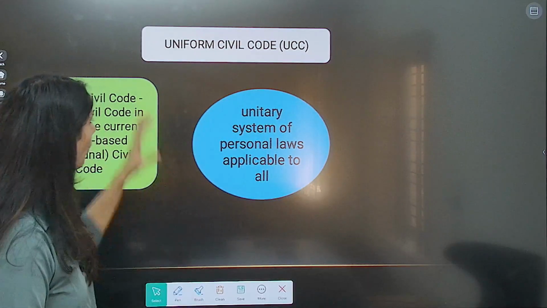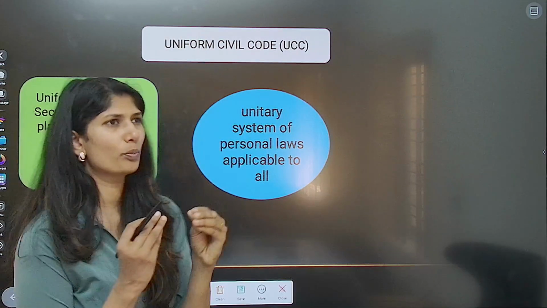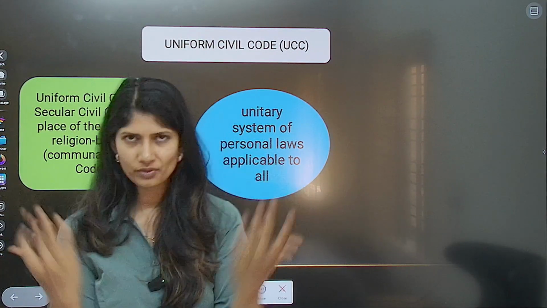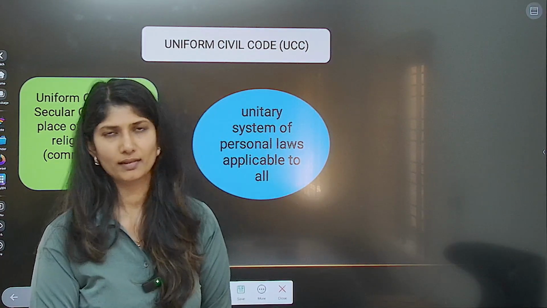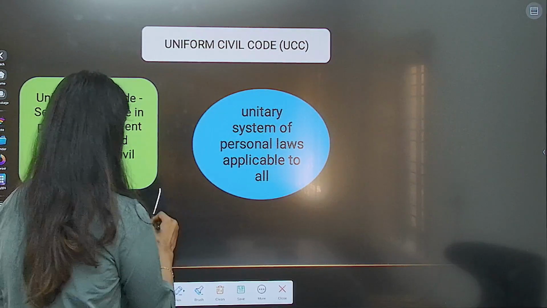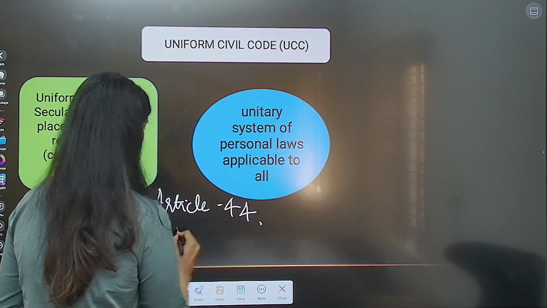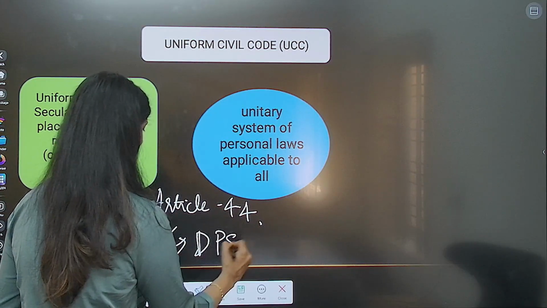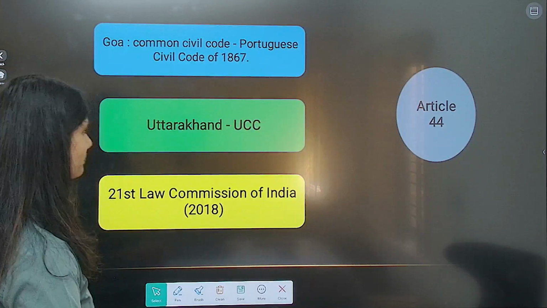Understanding? So what exactly does Uniform Civil Code mean? It is application of personal laws to everyone irrespective of which religion you belong to. Understanding? This is specified in Article 44 of your Indian Constitution under your DPSP, Directive Principles of State Policy.